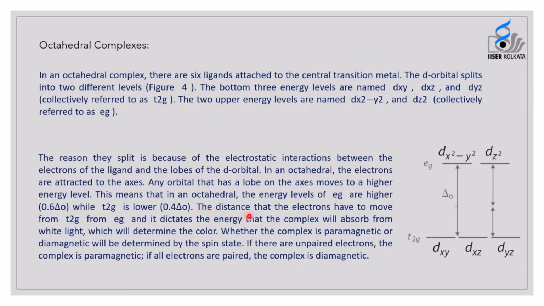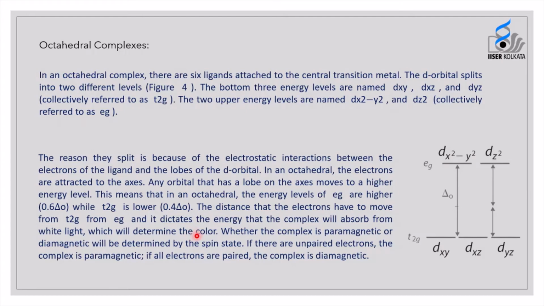Now from here the important thing came: the distance that the electrons have to move from t2g to eg dictates the energy that the complex will absorb from the white light. I guess there is some typo here. So from t2g to eg, electrons need to go, and there is a transition happening here, so this will absorb some white light, and that will decide the color of that complex. So here comes a very important thing, the color of the complexes.